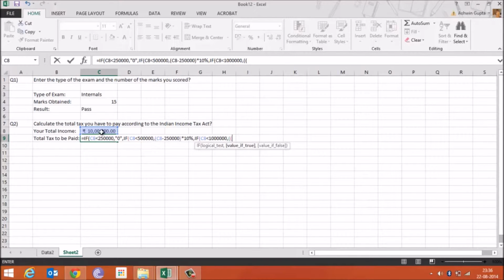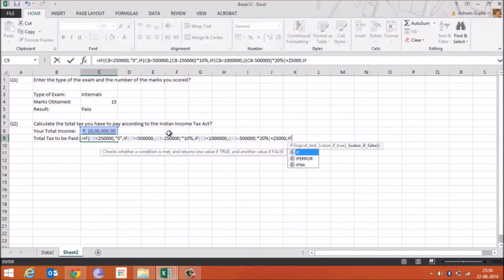And for the third one, if you take the 1 million slab, again 500,000 is cut from the total income and it's multiplied by 20% to get the tax. In addition to it, 25,000, which is the tax on the income above 250,000 and up to 500,000, is added to it.